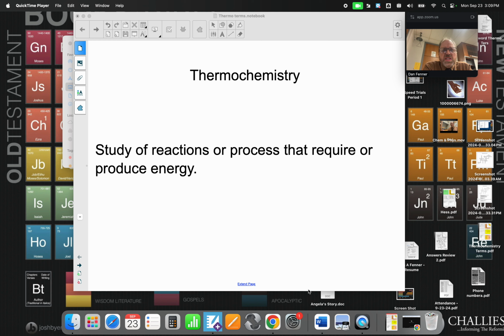We're beginning a new concept looking at thermochemistry. Thermochemistry is defined as the study of reactions or processes that require or produce energy, something that's going to put energy into things or take energy out of them.